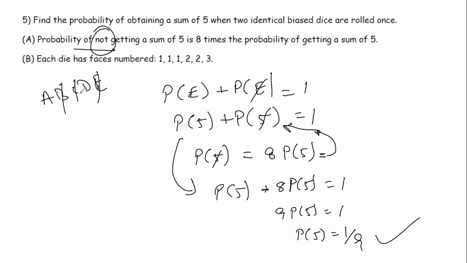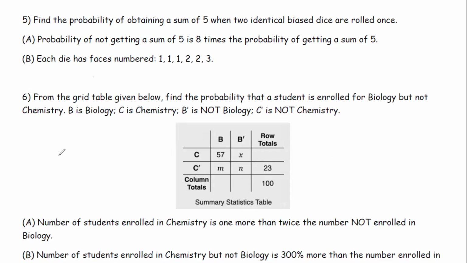And we worked out D, and D also gave us 1 by 9, 4 by 36, remember? So therefore, D is the answer, okay? So that was question number 5. Moving on to question 6.